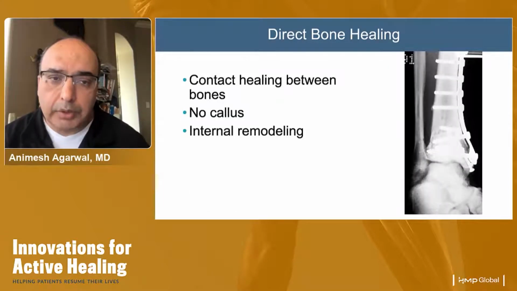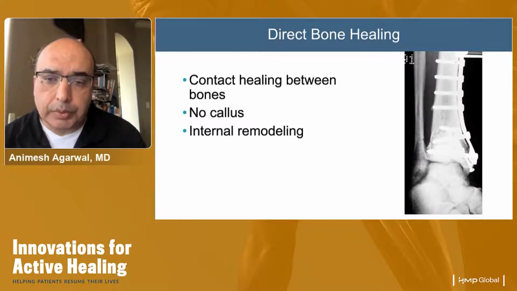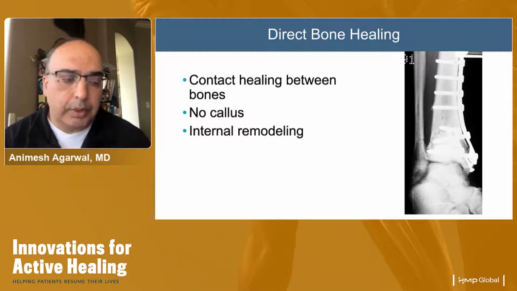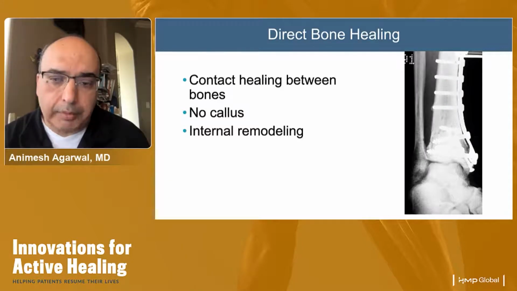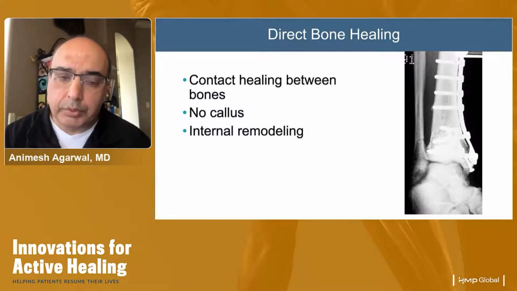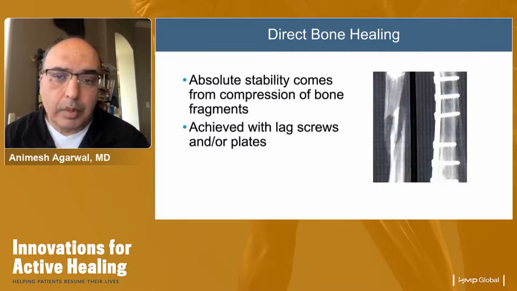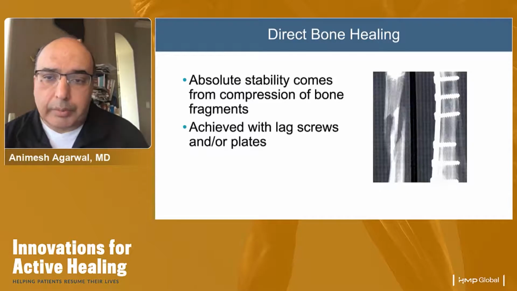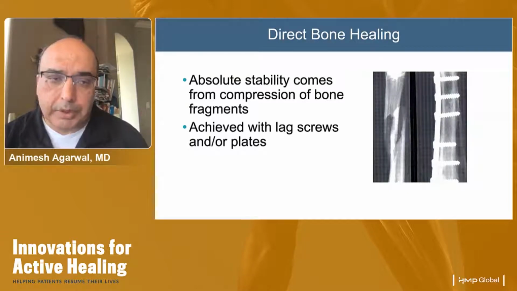This is in contrast to direct bone healing. When plates and screws are used, you get contact healing between the bones. You have rigid or absolute stability, resulting in no micromotion, hopefully, between the fracture fragments, and that will lead into internal remodeling and eventual healing. Here's another example of a forearm fracture that was treated with plate fixation.